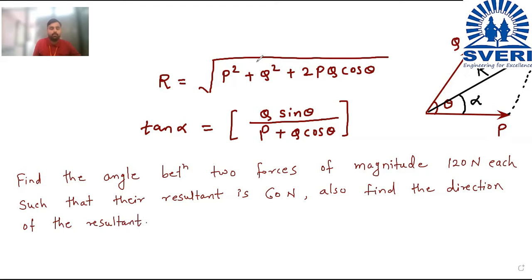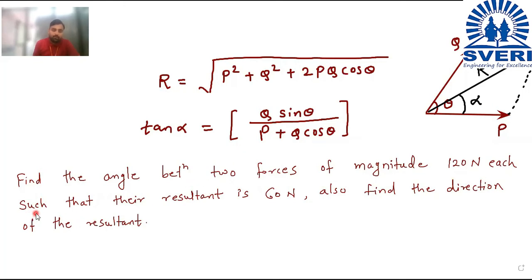Now, if you read the problem carefully, then we can write the given data from the numerical. Find the angle between the two forces of magnitude 120 Newton each. So they have told us each force is 120 Newton. So your value of P is 120 Newton, the value of Q is also 120 Newton. Both the forces have the same magnitude, 120 Newton.